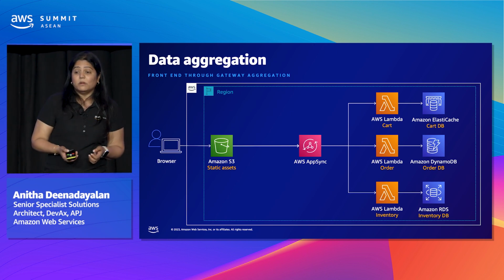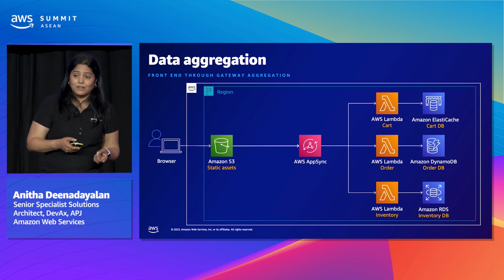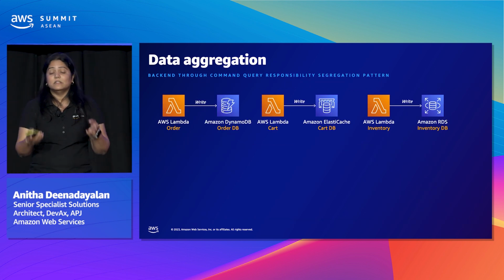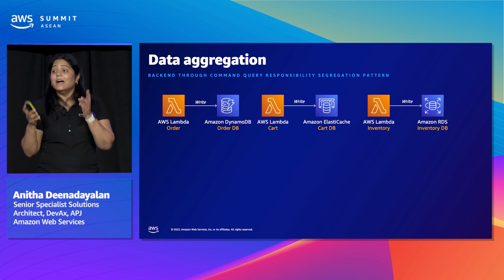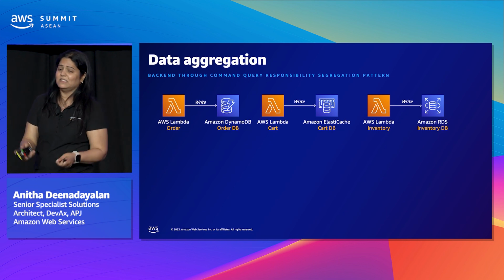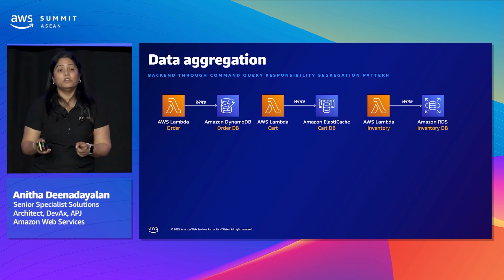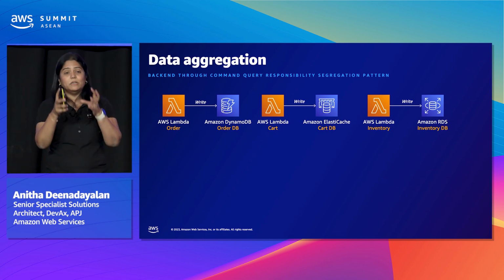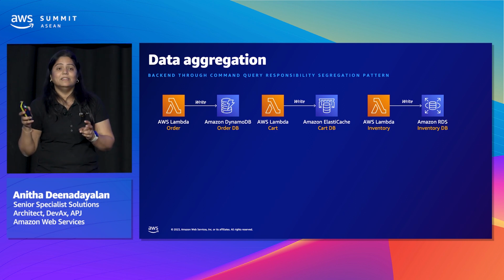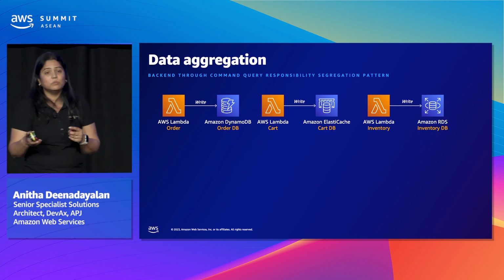The next thing I'll talk about is data aggregation from the backend. Again, the services are owning the databases. I keep reiterating that because that is the primitive, okay? You just have to follow that. You can't have multiple services having one database. Then you are sort of going against the microservices model itself.